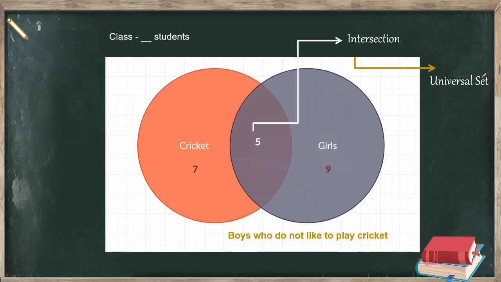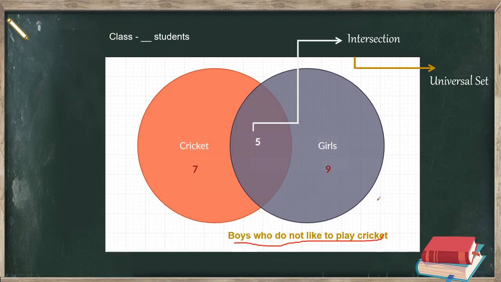In this rectangle, I have people who play cricket, people who are girls, people who are boys, people who are girls but play cricket, and people who are boys but do not play cricket. I have everything that I need in this rectangle. So this rectangle is called the universal set, not the white space. Only the rectangle is called the universal set. What does the white space show? The white space shows boys who do not like to play cricket.